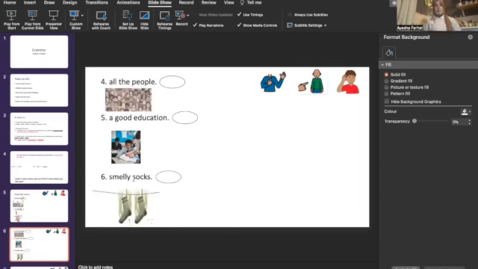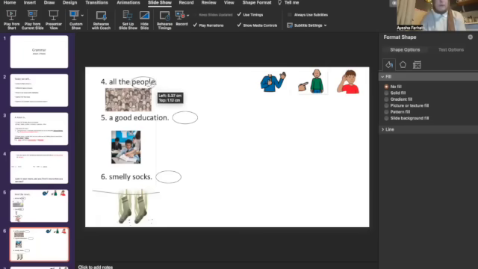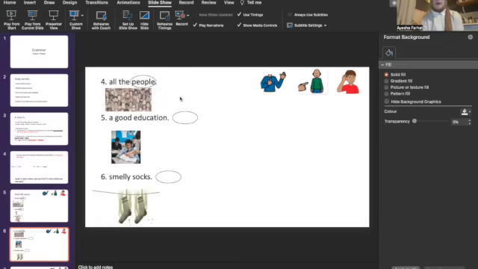Okay, so our fourth example. All the people. That means there's a lot of people. Okay, so I'm asking myself, is all a thing, person, or place? Are people a thing, person, or place? People refers to something being a person. So people is the noun.